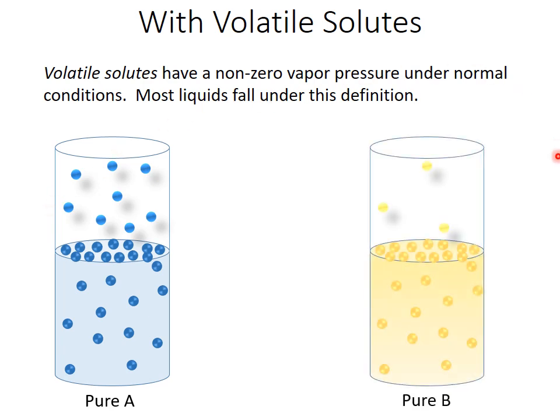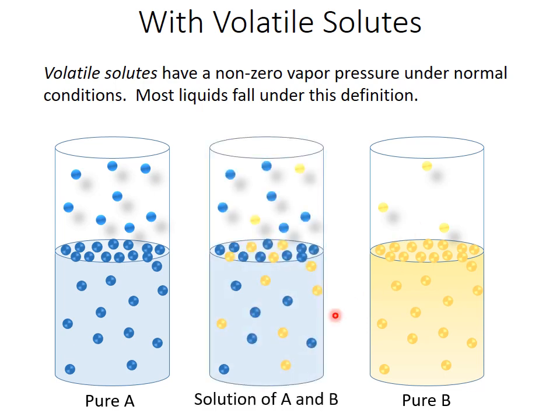And now let's consider pure B. B has a lower vapor pressure, and you can see that because it has fewer molecules up in the gas phase. Now what happens if we mix these two together? If we mix A and B together, we're going to have a mix of A and B molecules at the interface between the liquid and the gas, and that's going to affect how many of them get up into that gas phase. Now, because all three of our beakers are under the same total pressure, we have the same number of total molecules in the gas phase, but what's different is which molecules they are.